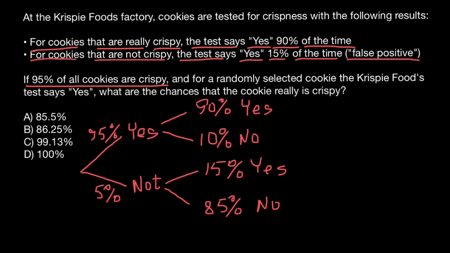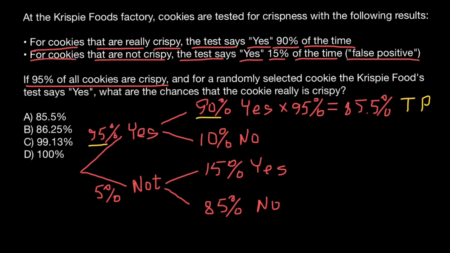Now let's find the frequency of each category. For example, we have to multiply these numbers here to find the frequency of this branch, of this category. So we have to multiply 90% by 95%, and the frequency of this category is going to be 85.5%. What kind of category is this? These cookies are crispy, and the test shows that they are crispy, so showing true results. So we can say that this is true positive.